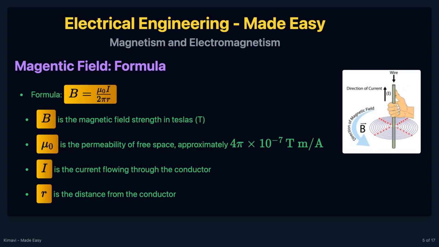The magnetic field B around a long, straight conductor carrying a current I is given by the formula B equals mu naught times I divided by 2 pi r. In the formula, B is the magnetic field in teslas, mu naught is the permeability of free space, approximately 4 pi times 10 to the power of negative 7 Tesla meter per ampere, I is the current in amperes, and r is the distance from the conductor in meters.